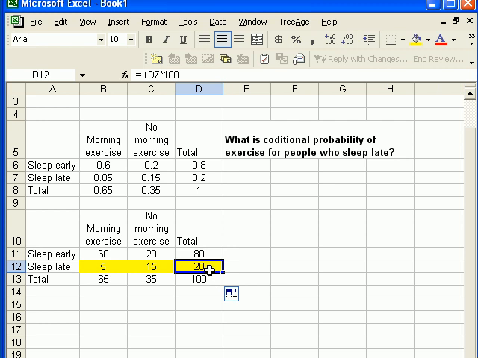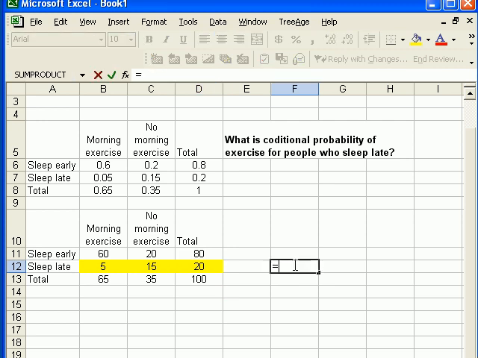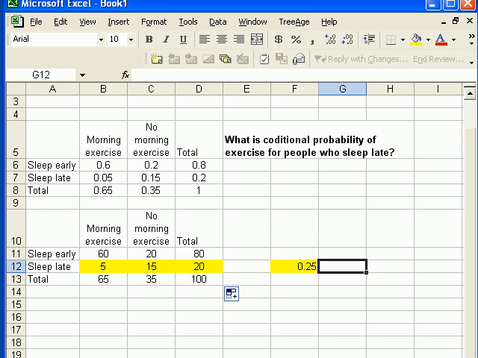Of these 20 people, it's very obvious that 5 out of the 20 exercised. And that's the answer. So the answer is 25% or 1/4 of the people exercised, given that they slept late.